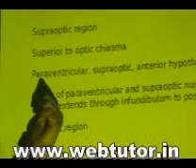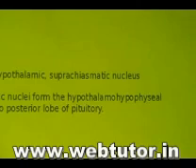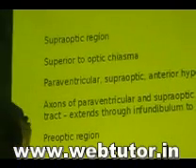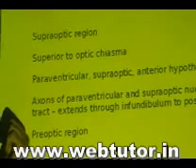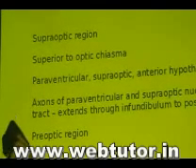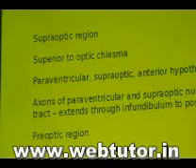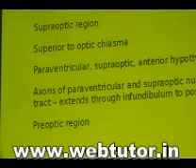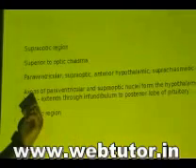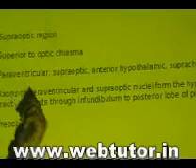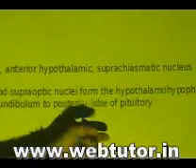Axons of the paraventricular and supraoptic nuclei form the hypothalamo-hypophyseal tract. You will see this tract again in detail when we are talking about the endocrine system. The pituitary gland is made up of two parts, the anterior pituitary and the posterior pituitary. The anterior pituitary secretes hormones. The posterior pituitary itself does not secrete hormones, but the hormones liberated by the posterior pituitary come from this hypophyseal tract, which extends through the infundibulum to the posterior lobe of the pituitary.